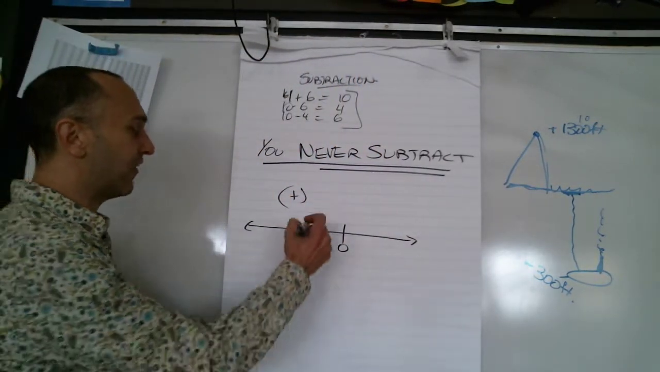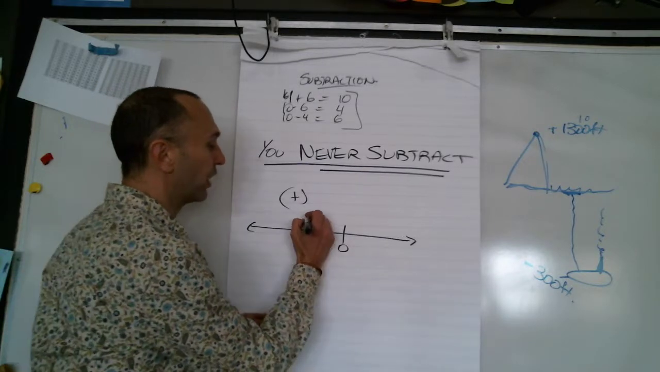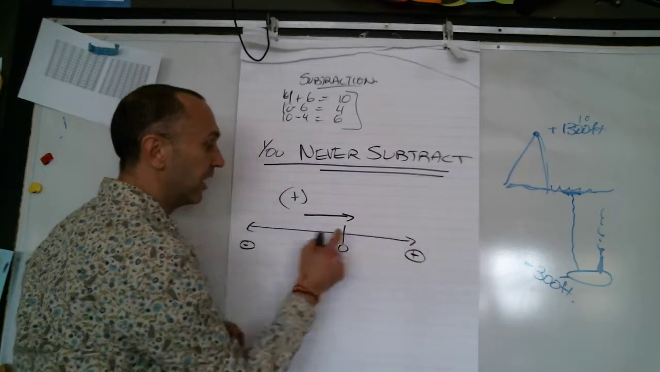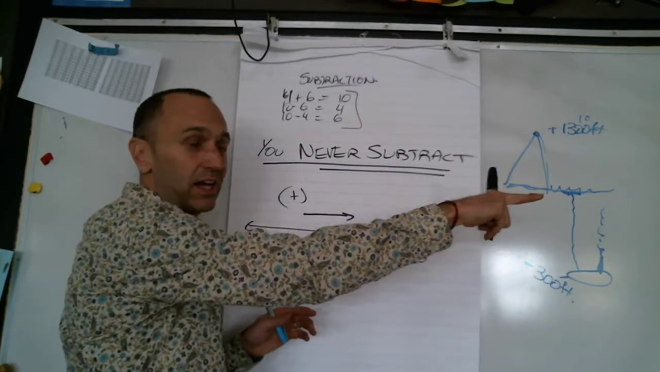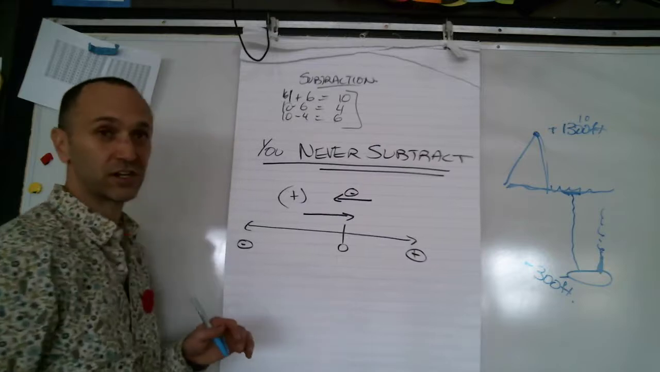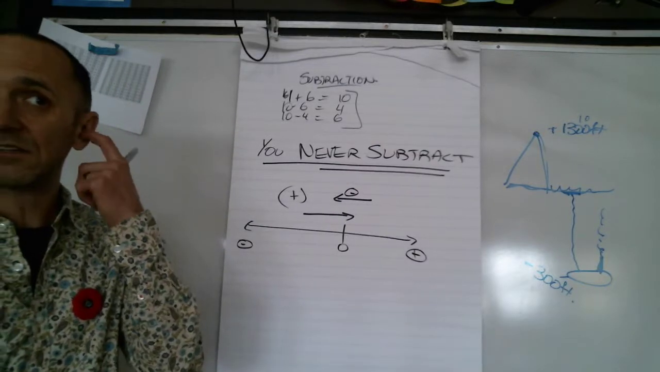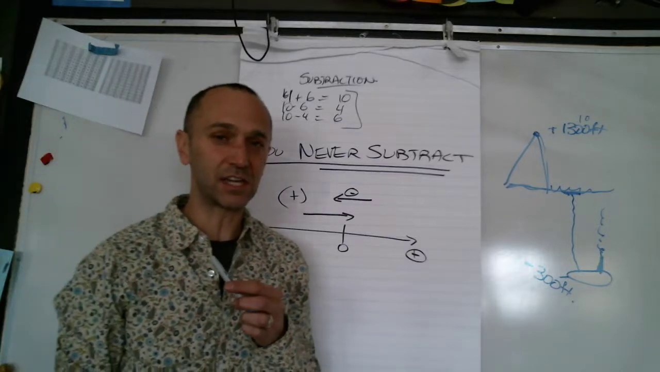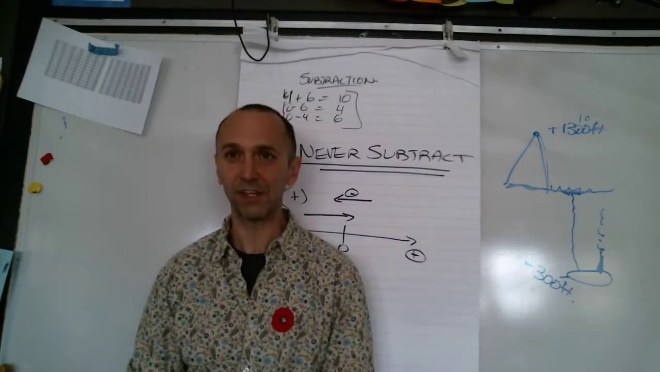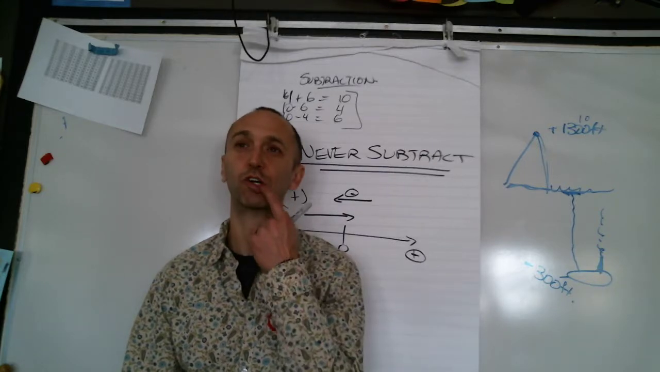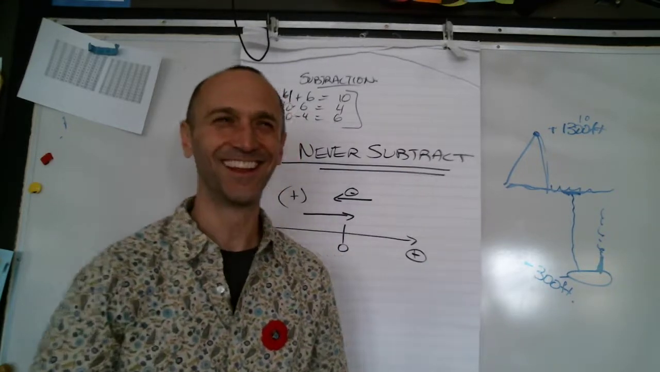So if I have a positive, I am going to the positive side. A positive takes me this way. A negative is going to reverse the direction. Does that make sense? Are we okay on that?